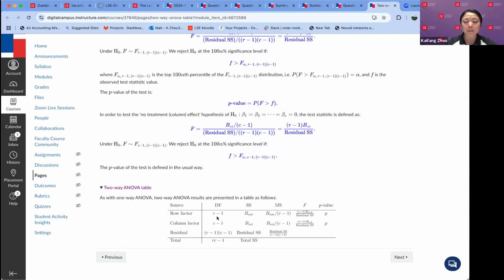You also need to know how to use the formulas to calculate the sum of squares, mean square, and F for rows and columns. Formulas are given to you to calculate the sum of squares. I will show you later what formulas we will give you for your final exam. Basically you need to memorize the layout of this two-way ANOVA table.